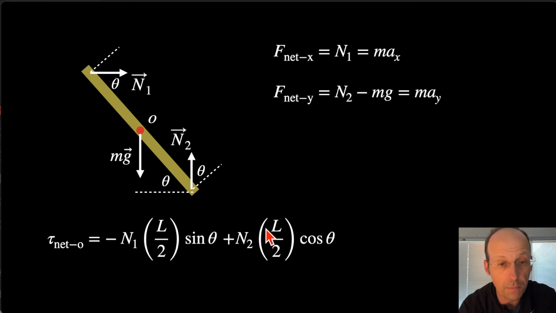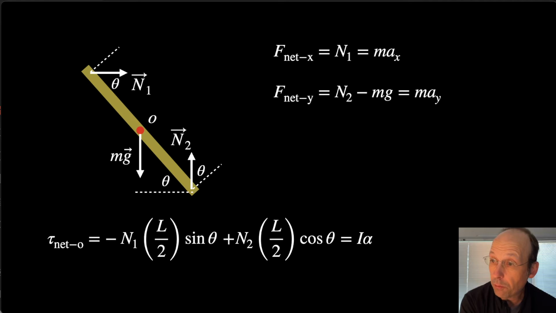Use the right-hand rule, L over 2 again. But this one uses cosine. You see that? Cosine theta. And then the gravitational force doesn't exert a torque because it's at the center of mass. And this would be I times alpha. And again, I'm writing this as a scalar value.